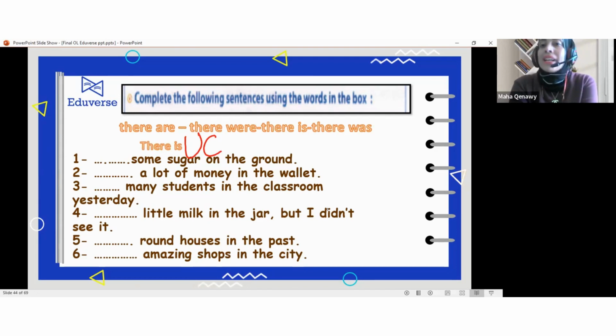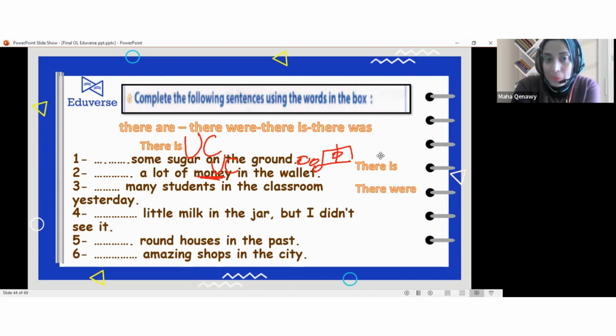A lot of money in the wallet. Money. Do I count money? Actually, I count coins. Actually, I count pounds. I count dollars. But money is still an uncountable word, which requires singular. There is also some money in the wallet, or a lot. Many students in the classroom yesterday, in the past. There were many students in the classroom yesterday.